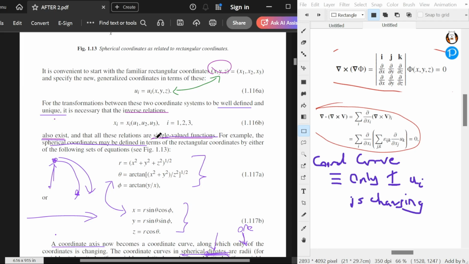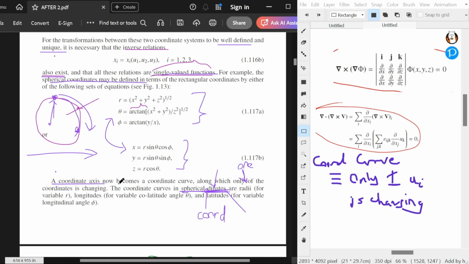Okay, so to be well defined it is necessary that the inverse exists and that the relation is single valued. So you shouldn't be getting double values. But I'm seeing here that theta is arctan, and I know there are multiple values, but maybe the values loop around, so it ends up being the same value, maybe.